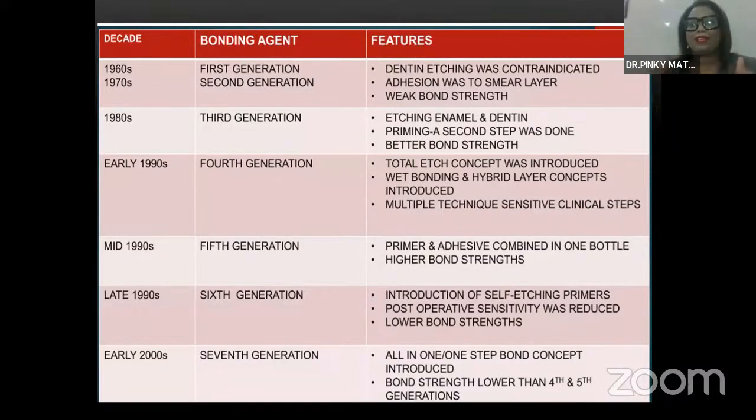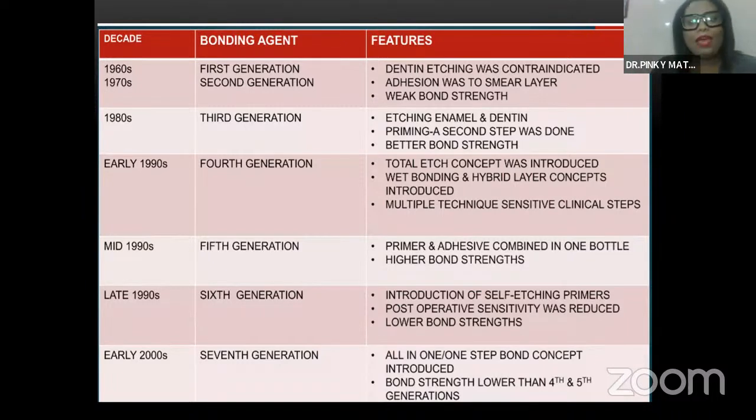Now, what is this total etch and self etch? Two things you need to ask the person who's coming to give you the bonding agent. Is it total etch or self etch? Very simple. You all know it already, guys. It's just the word I've given you. All of you know it. It is self etch or total etch.